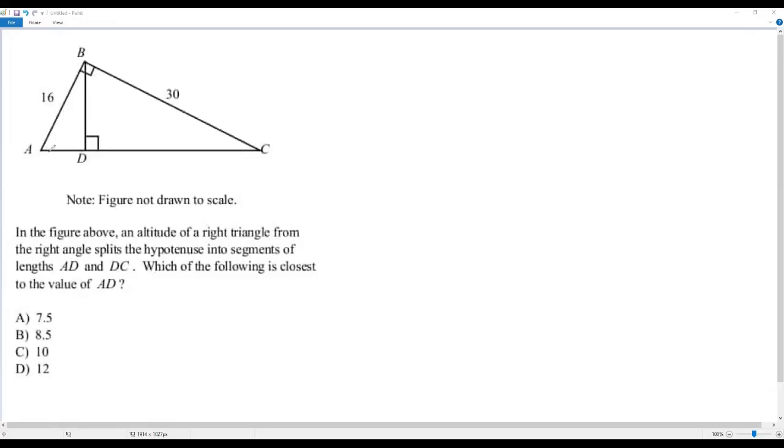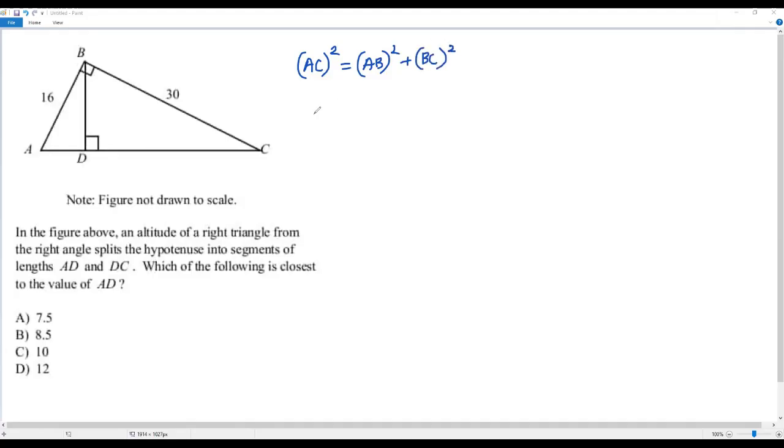Okay, in the given figure, we have to find the length of this line segment AD. It is known that the triangle ABC is a right triangle and AC is the hypotenuse because it is opposite to the right angle. Using the lengths of the two legs AB and BC, we can get the length of the hypotenuse AC by the Pythagorean theorem. According to the Pythagorean theorem, AC squared equals AB squared plus BC squared.